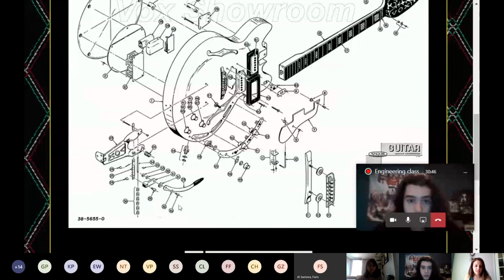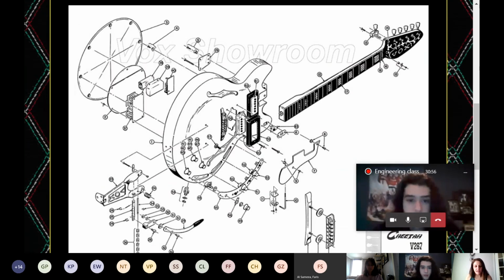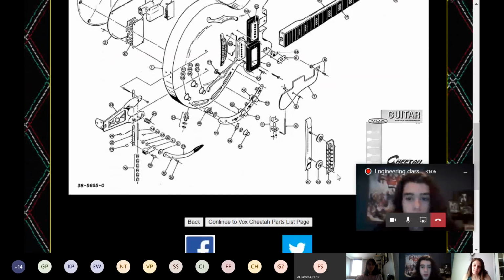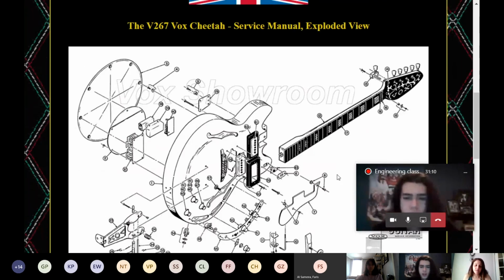So it's really interesting to see where this screw goes into that, and then it goes into this. And then you have all these numbers, which means that somewhere else you'd have instructions, and every number would have a name. So it's very, very detailed. Okay? But that's for a hollow body guitar, so it's a bit more complicated looking, but it's more or less the same as the electric guitar.